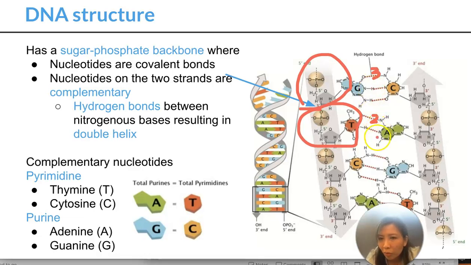So 3 versus 2, right? So these two guys aren't complementary to one another because they form different amounts of hydrogen bonds. So they're not going to be complementary to one another.